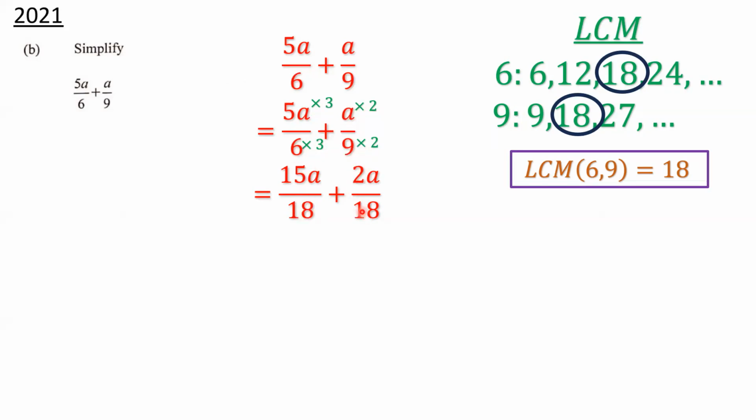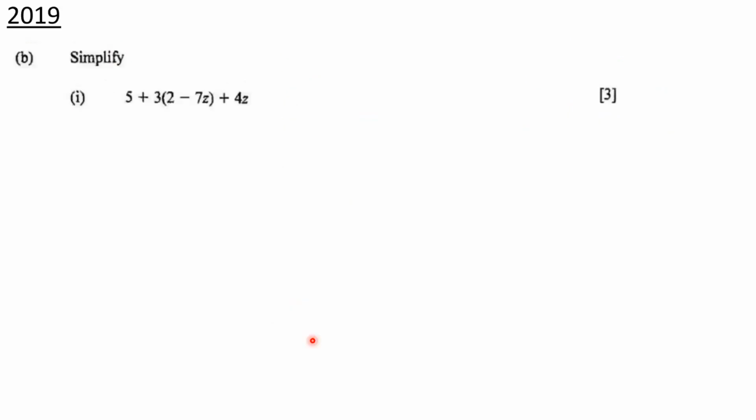And so we're going to add these two fractions. They have the same denominator, so we can add as follows. 15a plus 2a is definitely going to be 17a. And so we have 17a divided by 18. And that's our answer. Okay, moving right along, we have this question.